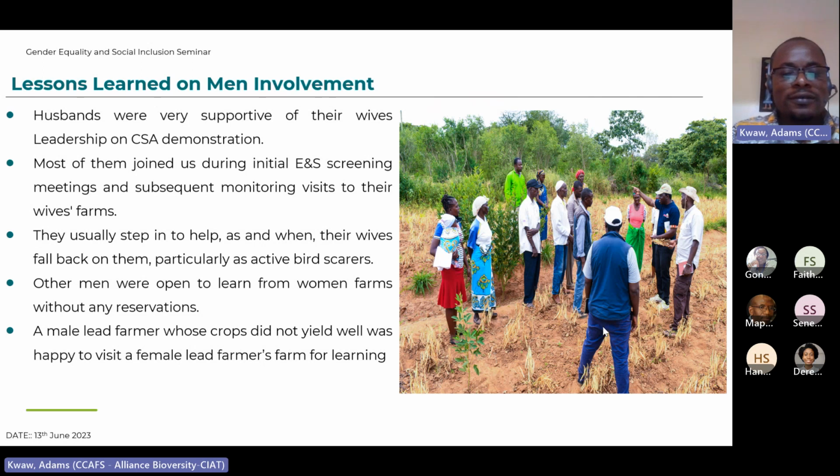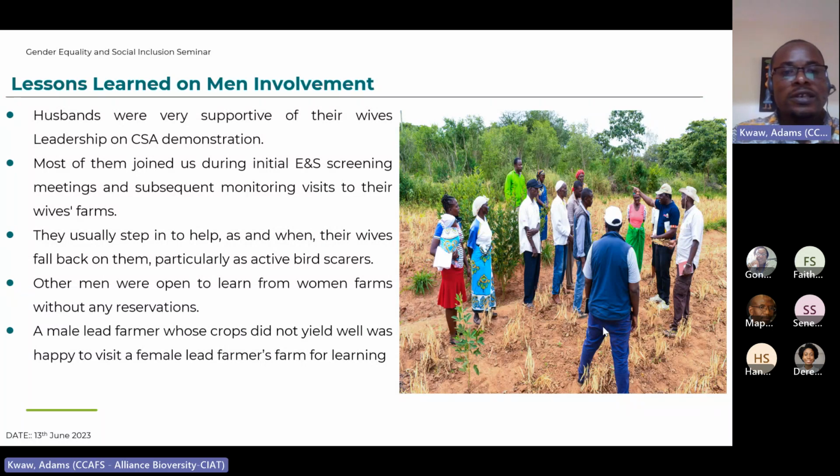So somebody will ask, what was the reaction of the men when we tried to work through the women to demonstrate the project innovations? First of all, the women who were selected to lead the CSA demonstration received very good support from their husbands. There wasn't a single case where our intervention led to some form of tension or rejection on the part of the husband. They were very much supportive.